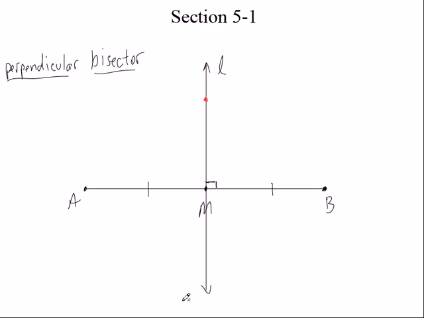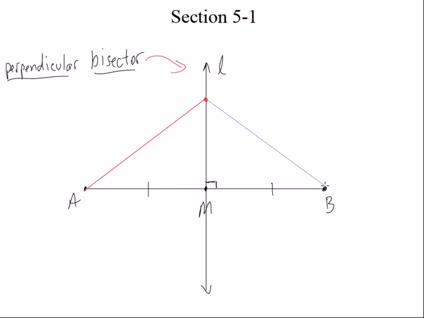Because I'm not bisecting line L. I'm bisecting line segment AB. Everybody see that? So line L is the perpendicular bisector. If I put a point on the perpendicular bisector, and I wanted to connect to the endpoints, so that means connect to A and connect to what?